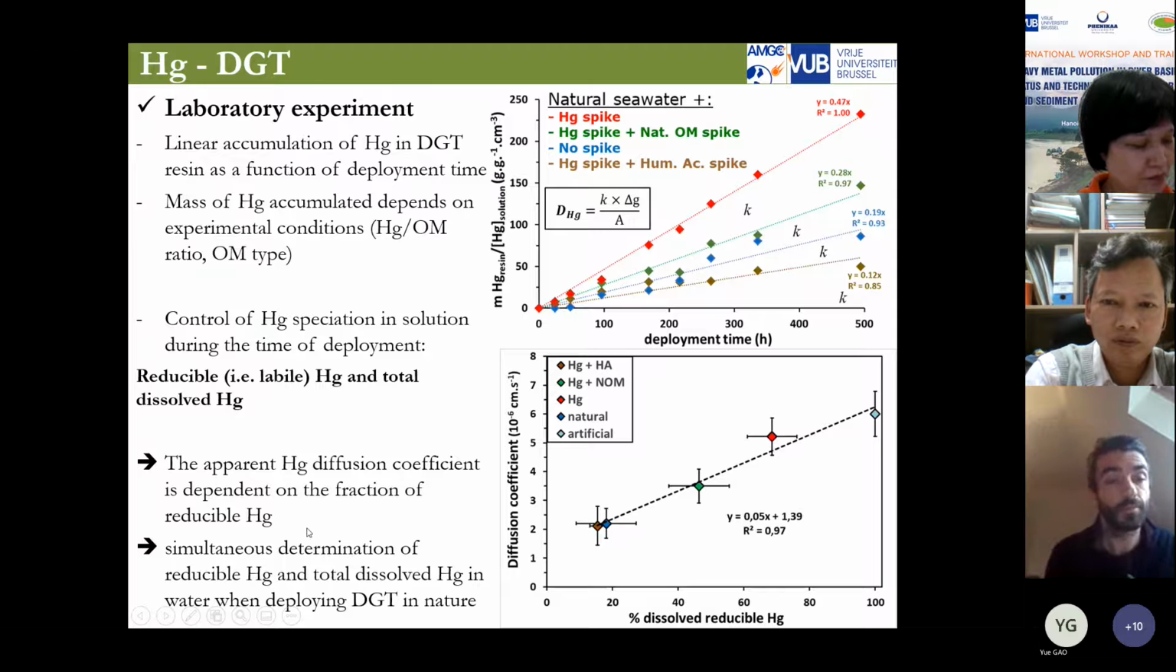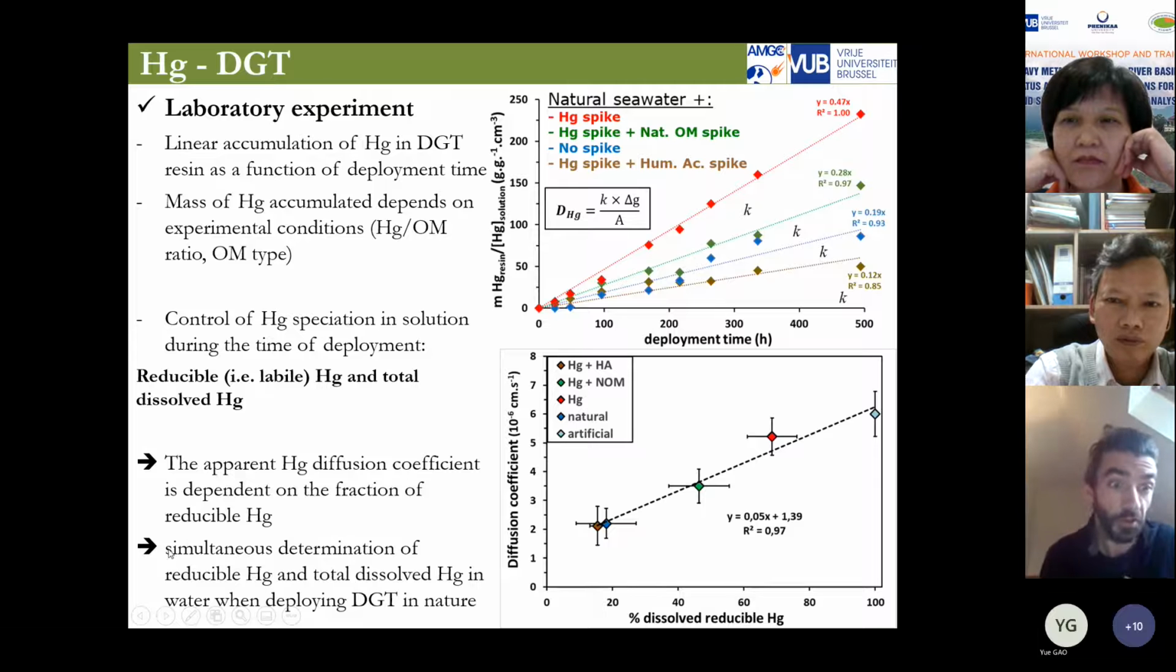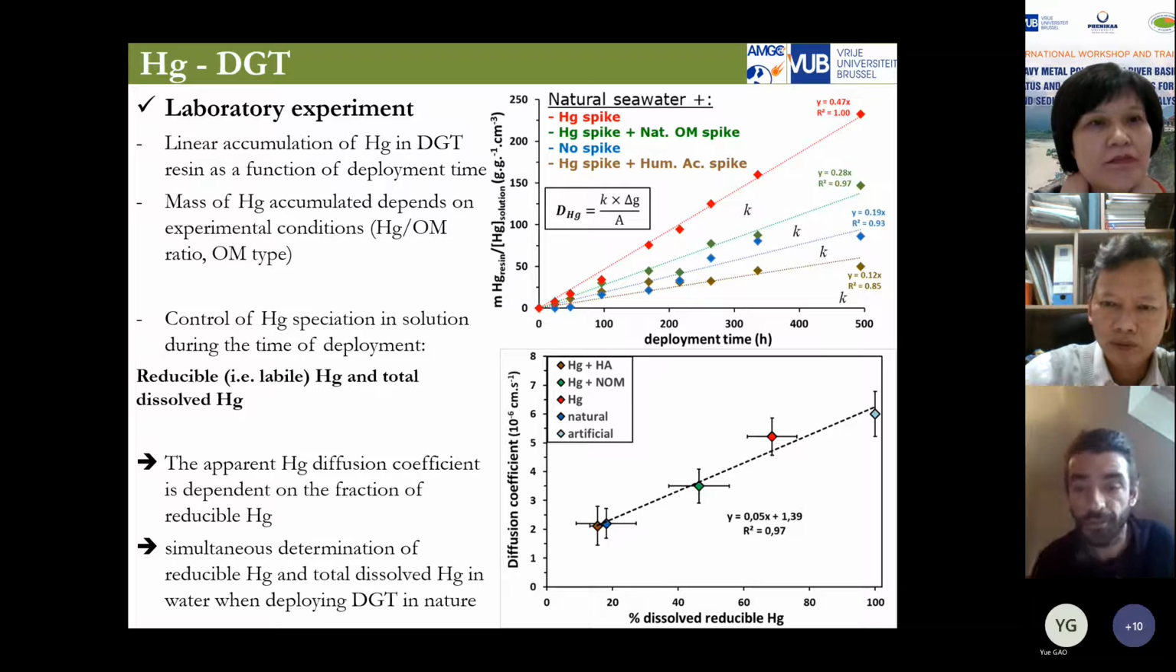So maybe if you go in the environment, in a river, it will be very difficult to know what kind of organic matter you have. Maybe when deploying DGT, if you also measure total and reducible mercury fraction in this water, you can have a proxy for what diffusive coefficient you should use, and you might reduce uncertainties in estimating labile mercury concentrations.